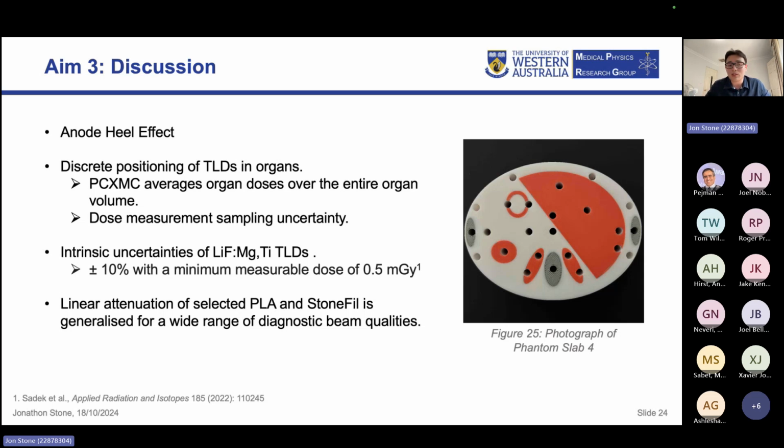Additionally, the linear attenuation of the selected PLA and stone-fill filaments were generalized over the whole diagnostic energy range. So it wasn't specifically set for 60 kVp, which could also be another reason why we have a different attenuation compared to the P6MC simulation.